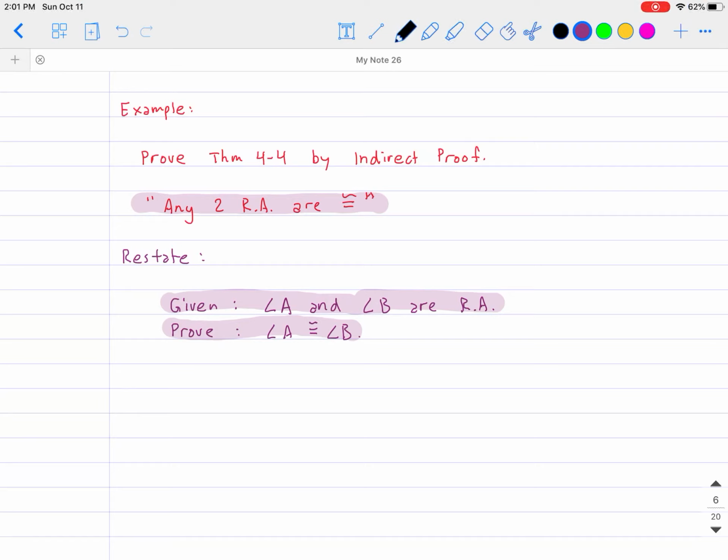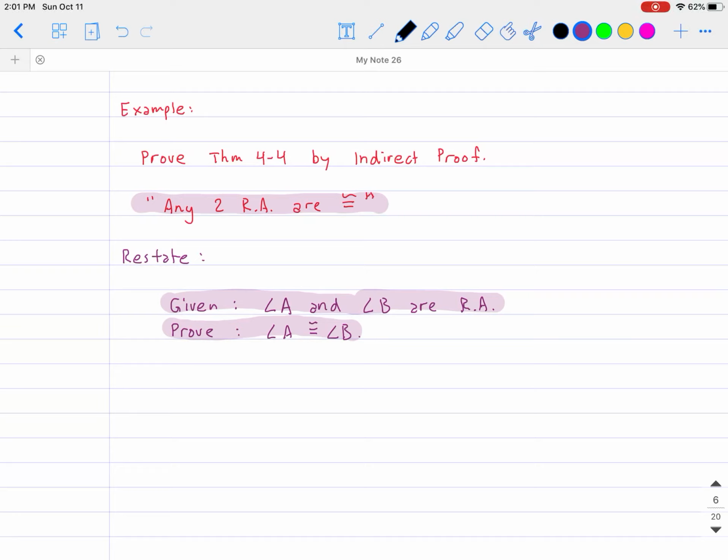What I want to do is prove that angle A is going to be congruent to angle B, or show that they're equal to each other. Either one of those will be okay. But more importantly, because we're using indirect proof, that means we're going to start by assuming the negation of what I'm trying to prove.